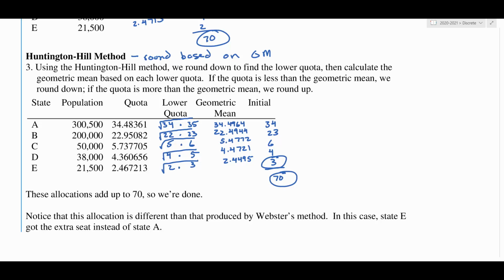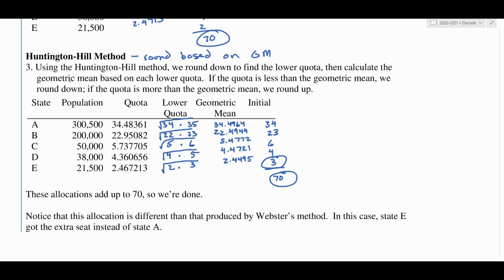Ironically, a lot of the states that used to advocate for the methods that favored high population states, such as Webster's and Jefferson's method, are no longer high population states today. They're actually considered some of the lower population states and would be better served by a method like Hamilton's or Huntington Hill. So the hypocrisy reigns supreme, as always. Depending on who you are and what your situation is, you are always going to go for the method that gets you the most votes. That's just what they do.